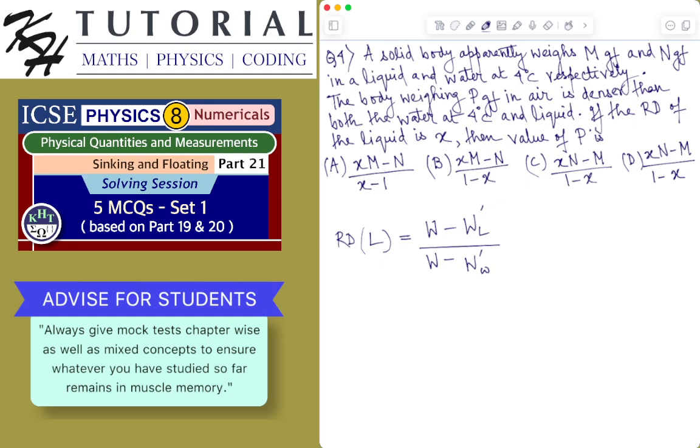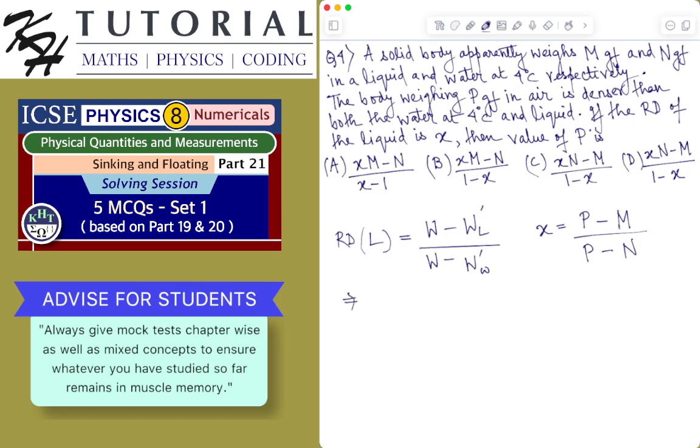Now it is given that the relative density of the liquid is X. So we have X is equal to, and it is also saying that the body weighs P gram force. So W is P, and the apparent weight of the body in the liquid is M, so P minus M, divided by P minus N, the apparent weight of the body in water at 4 degrees centigrade being N. So we get this equation. Clearly, this is a linear equation in P, and we can easily solve for P.